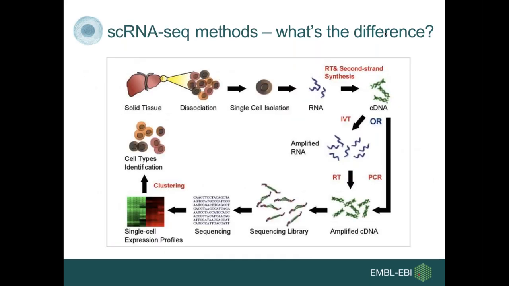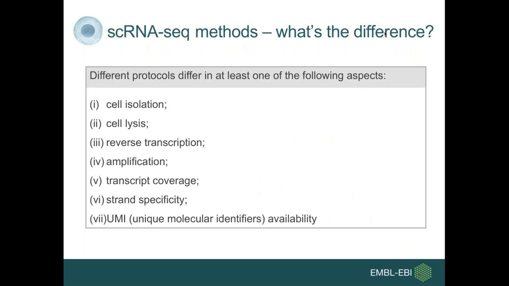Generally, however, all the single cell RNA-seq methods follow basically the same workflow, where you start with a solid tissue, which you then need to dissociate, isolate single cells from this mixture, reverse transcribe your isolated RNA into cDNA, amplify it, in some cases really massively, then create sequencing library and sequence, and do your analysis to identify the different cell types contained in the tissue that you started with. However, the different protocols will differ in at least one of the following aspects, such as cell isolation, reverse transcription, amplification, and all of those. And I'm actually going to talk about a few of these in a bit more detail.